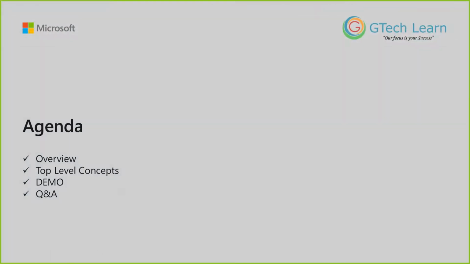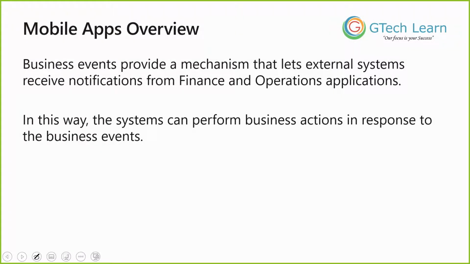When we talk about Microsoft Dynamics 365 business events, let's understand what they are. They are a mechanism that can be accessible over mobile apps, over the web, and through any clients. The important thing is that business events provide a mechanism that lets external systems receive notifications from finance and operations applications. Without going into an in-depth definition, let's quickly understand what exactly that statement means.